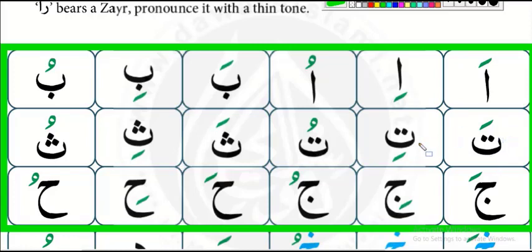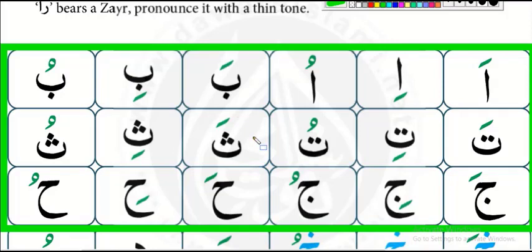So you just need to focus on how we have to sound it. It is ta fatha ta, and then ta kasra ti, then ta damma tu. So it is ta, ti, tu. After that, the next letter, that is tha, having 3 dots over. So it is tha, fatha, tha.